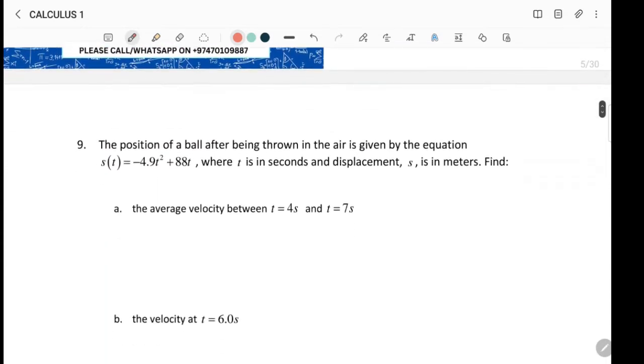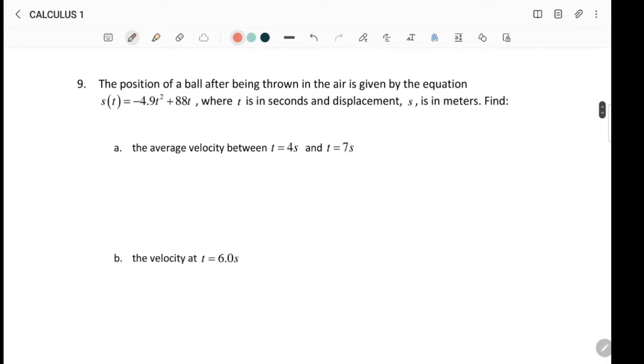Okay, now come to question number 9. The position of a ball after being thrown in the air is given by the equation as t, where t is in seconds and the displacement s is in meters. Find the average velocity between t equals 4 seconds and t equals 7 seconds. Okay, so average velocity will be change in displacement over change in time. So we can say S7 minus S4 over 7 minus 4.